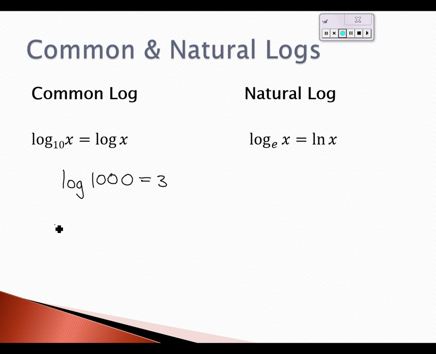Well, because 10 to the third equals 1,000. Don't you agree? 10 times 10 times 10 is 1,000.